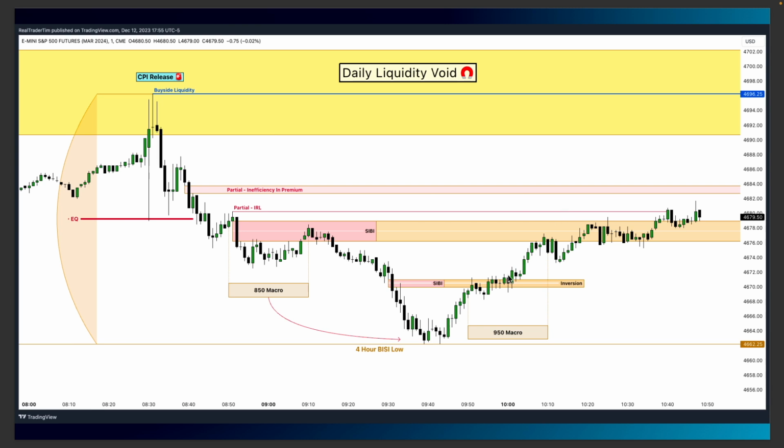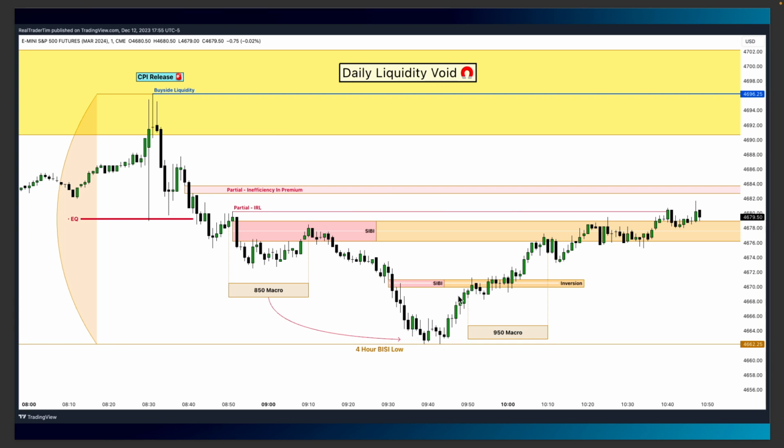Now, on top of that logic, below the inversion here to this low, where's the inefficiency? There is none. So we should think it's reasonable for price not to have a reason to come back down here. By extension of that logic, this low should be safe. It's already delivered to our key reference point. But see how we delivered from this SIBI to our key reference point.